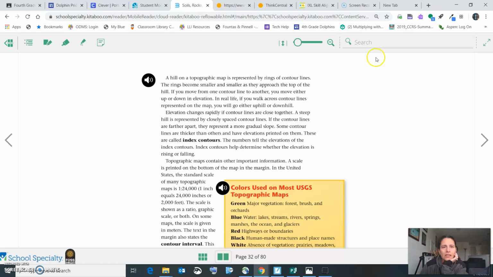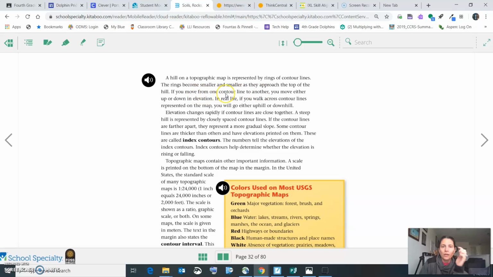All right. A hill on a topographic map is represented by rings of contour lines. The rings become smaller and smaller as they approach the top of the hill. So at the bottom of the hill, they're bigger, and then on the paper, because you know how a hill gets smaller and smaller as it goes up, those rings get smaller and smaller.